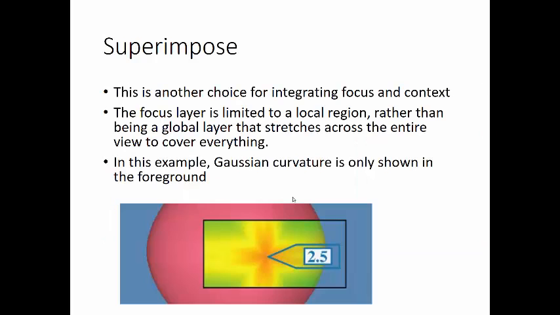Second technique is to superimpose, and this is another choice for integrating focus and context. The focus layer is limited to a local region rather than being a global layer that stretches across the entire view to cover everything. In this example, Gaussian curvature is only shown in the foreground. And this is the tool glass and magic lens system.